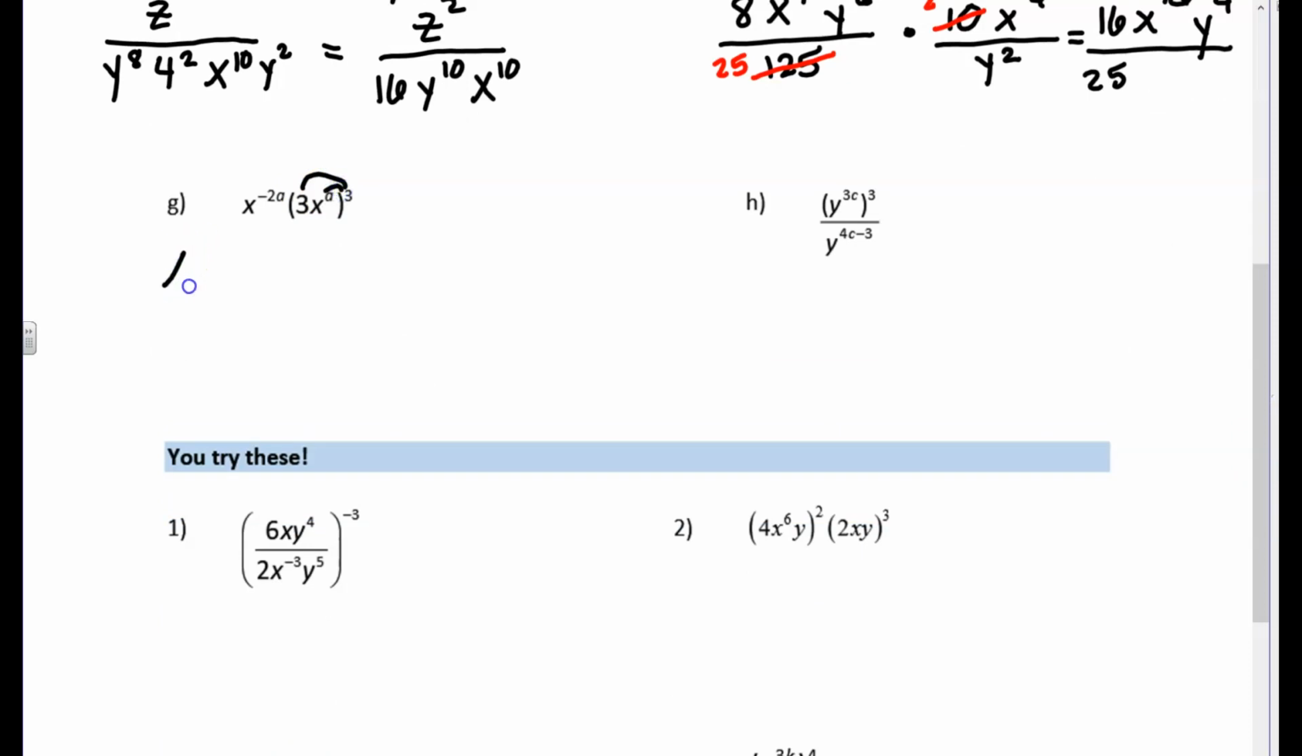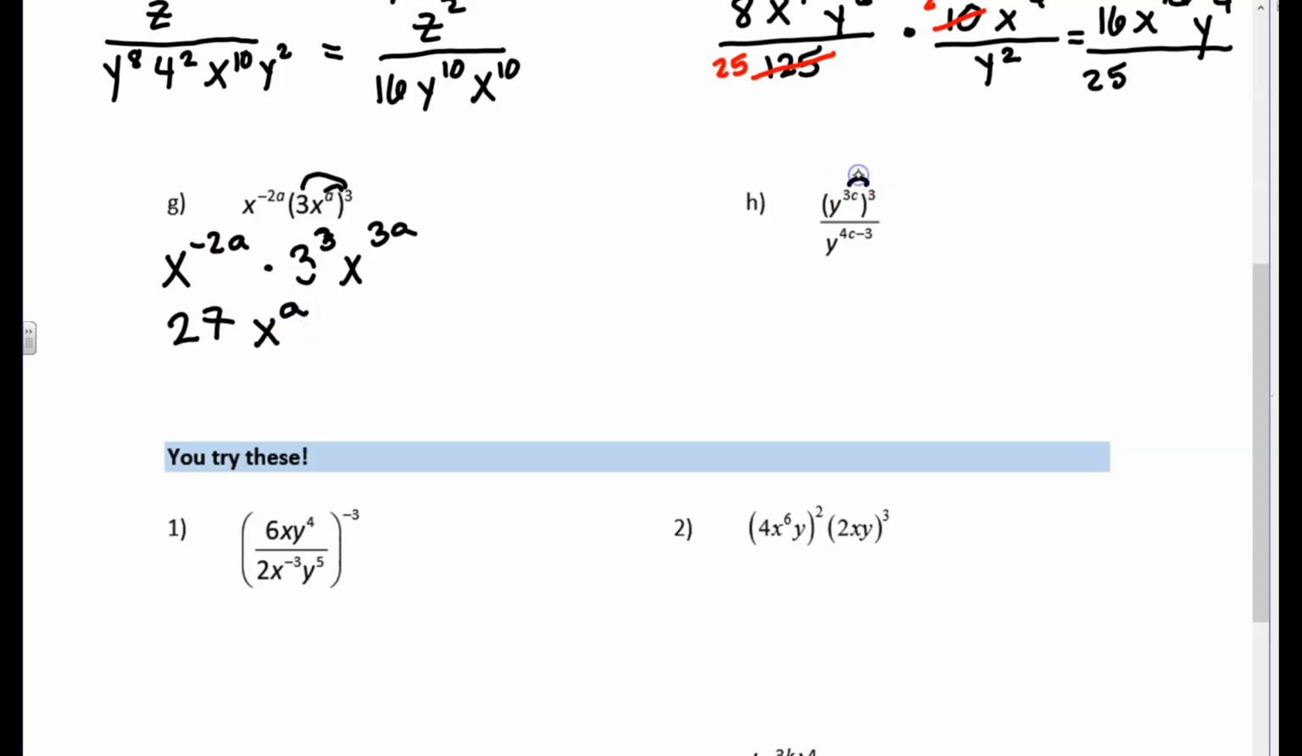So I have x to the negative 2 times 3 cubed, and then x, sorry guys, it's an x, to the 3a. Don't know why my pen is being so slow. And now I can combine: 3 cubed is 27, and then I add my exponents since we're multiplying here. I get x to the 3a plus negative 2a, which is going to just give me x to the a.